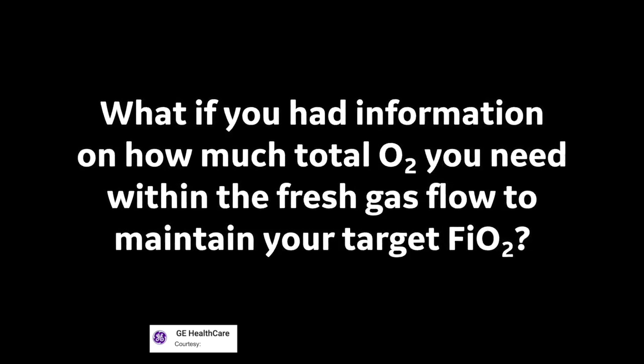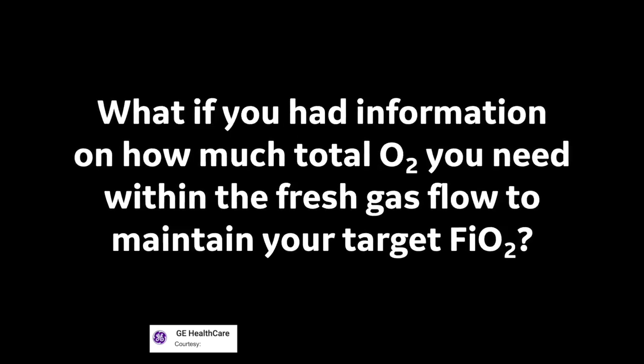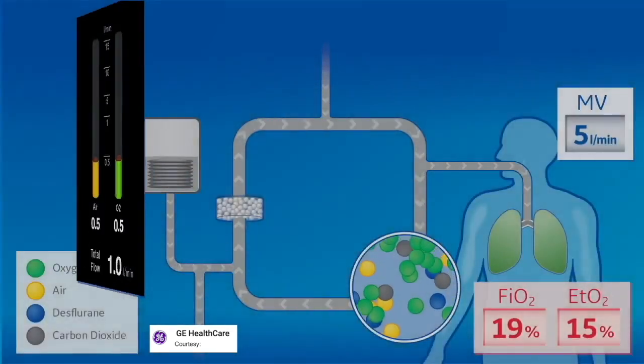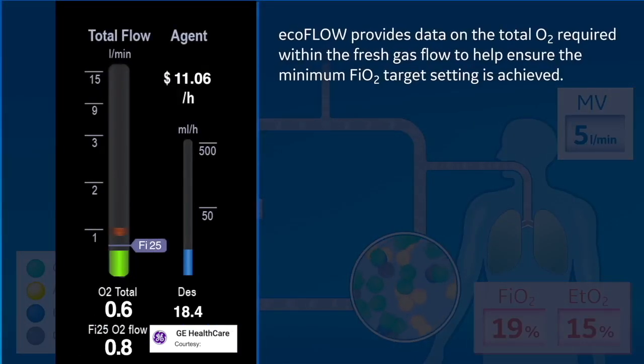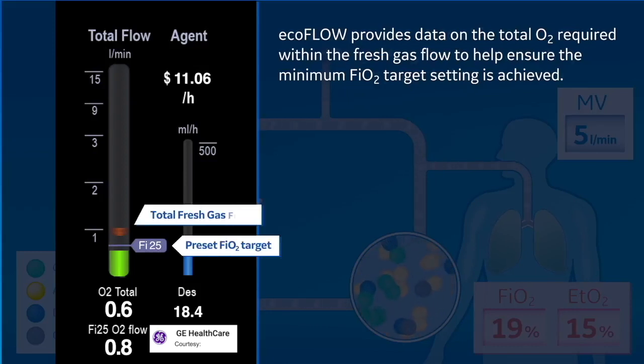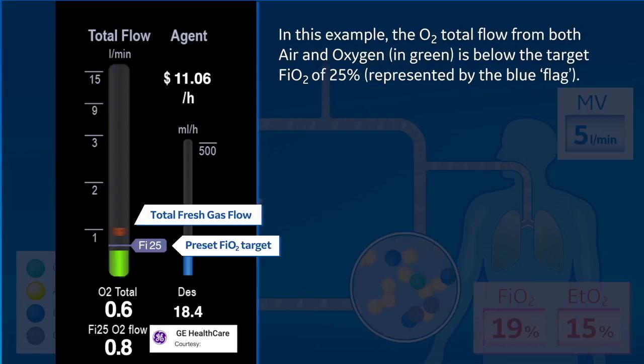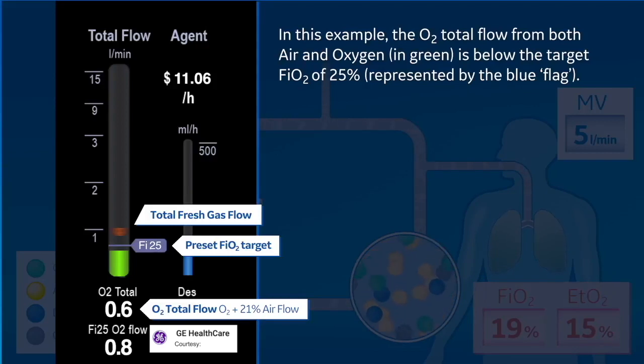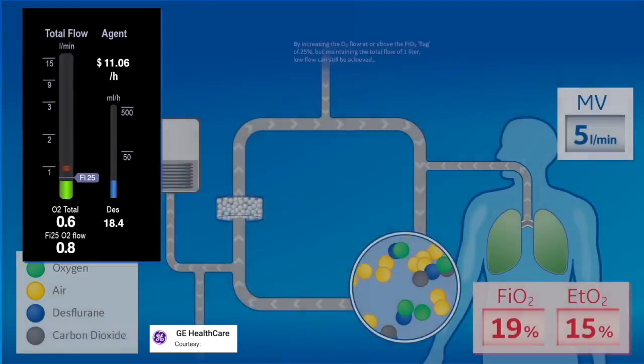What if you had information on how much of the total oxygen you need within the fresh gas flow to maintain your target FiO2? EcoFlow provides data on the total oxygen required within the fresh gas flow to help ensure the minimum FiO2 target. In this example, the oxygen total flow from both air and oxygen, given in green, is below the target FiO2 of 25% as represented by the blue flag.